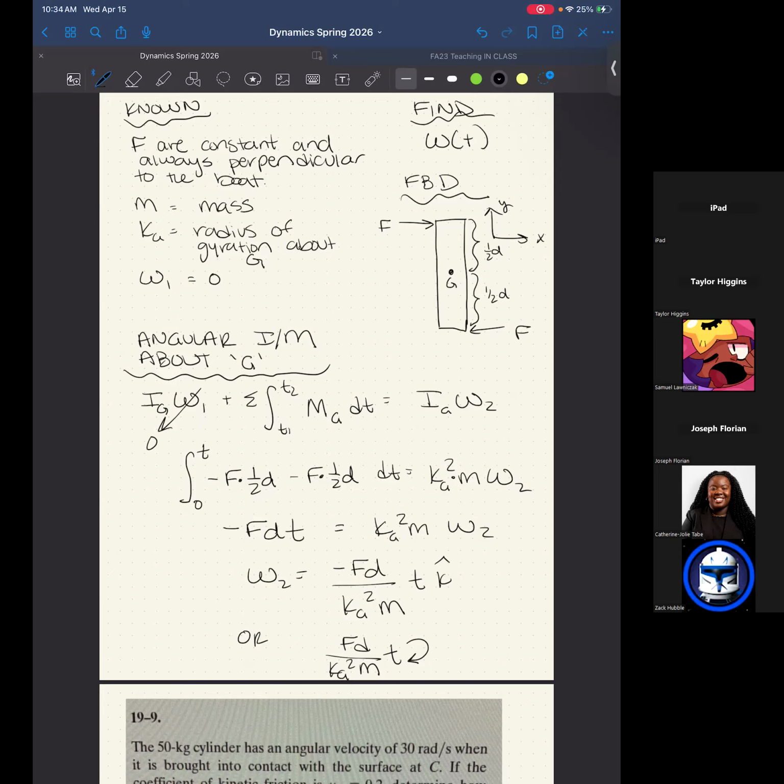When the forces are not constant, if you know the function of the force as a function of time, you can still probably integrate it. But if the forces are non-constant and you don't know what the function is with respect to time, it's very difficult to solve that.